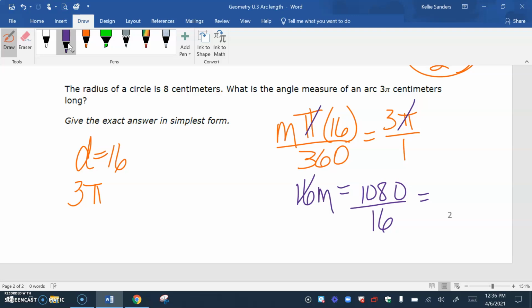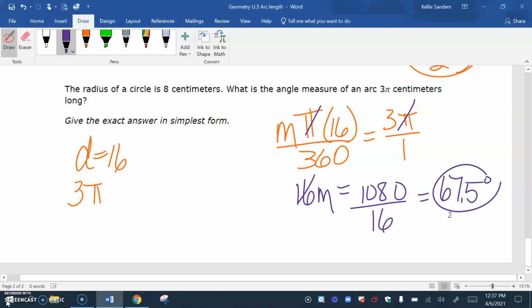Just checking my math real quick. 67.5 degrees. So if we're looking for the angle measure, we're looking for the degrees. If we're looking for the arc length, then we'd be finding centimeters, feet, miles, stuff like that.